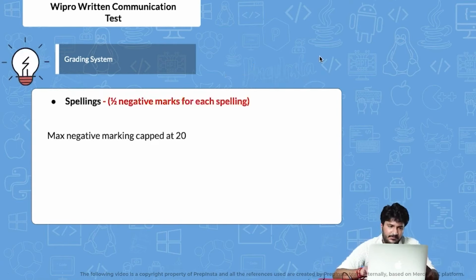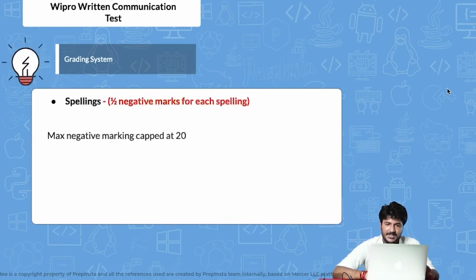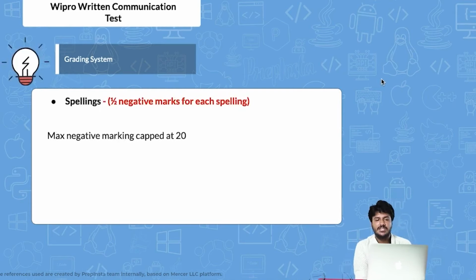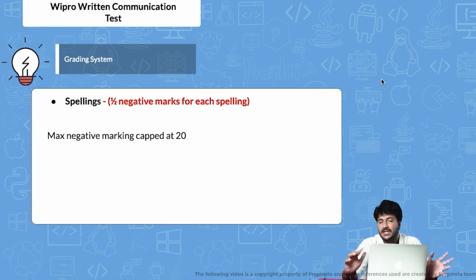So moving further here, then you have spelling mistakes. For each spelling that you write incorrectly, obviously the AI system is going to give you -1/2 negative marking. The negative marking is capped at -20 marks. So obviously you can make a maximum of 40 spelling mistakes. If you make 41, in that case, obviously -20 marks. If you make 42, then -20 marks.